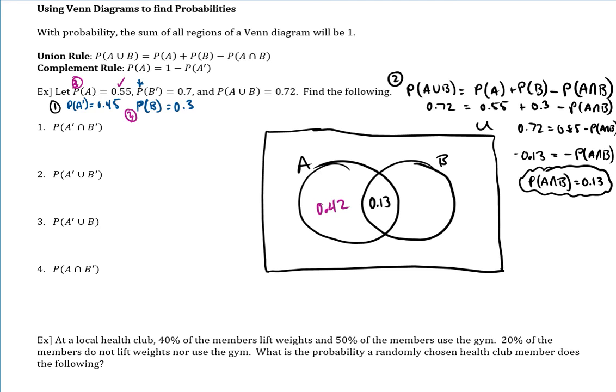And then for the probability of B, it's saying that it needs to add up to be 0.3. I already have 0.13 in there, so that means I would need 0.17 as my leftover, because these two add up to be 0.3. Okay, and then the last thing I need to do, well, I do have 4 regions completely in this whole thing. I have 3 of them filled in. Notice that those should add up to be 0.72 as well. Okay, so if we add these up, notice it does add up to 0.72.